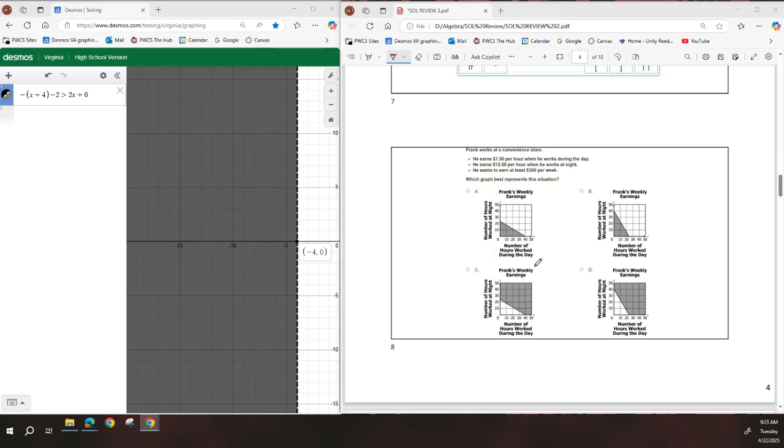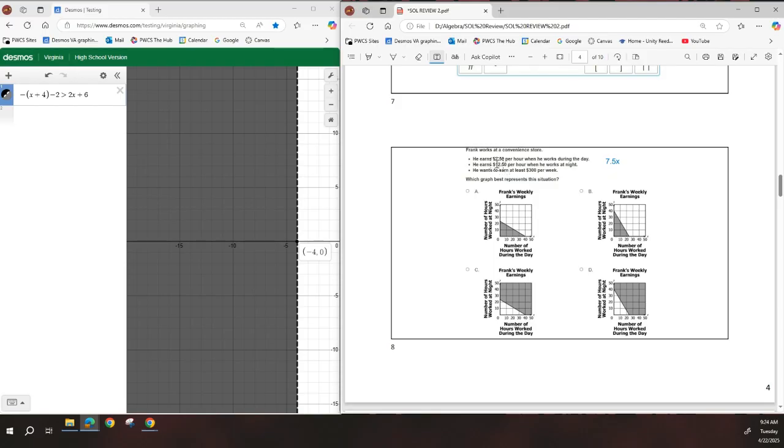This here is an example of where we have to write an inequality. And so we can interpret each of these sentences. So this person, Frank, is earning $7.50 per hour. Remember, whenever we see per, that means to multiply by a variable. So we would have 7.5x. X would be the hours he works during the day.